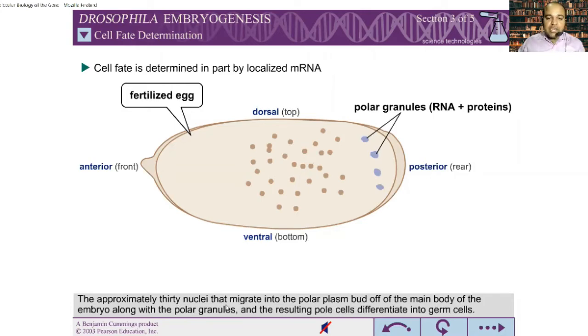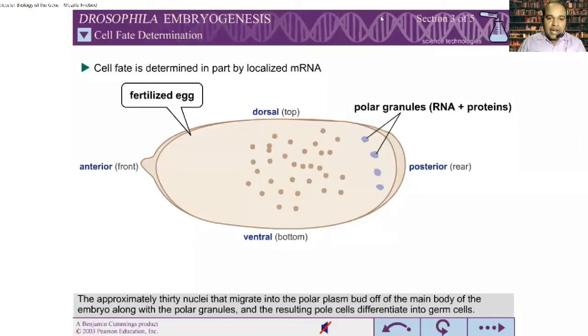Approximately 30 nuclei that migrate into the polar plasm bud off from the main body of the embryo along with polar granules, and the resulting pole cells differentiate into the germ cells. These resulting polar granules will combine with the nucleus and get differentiated into the germ cells.